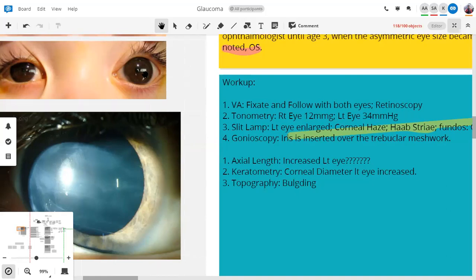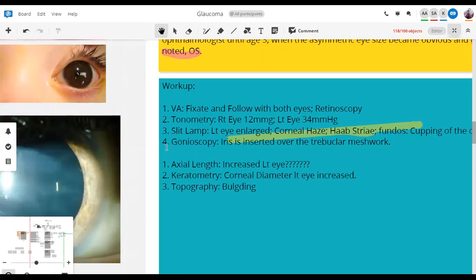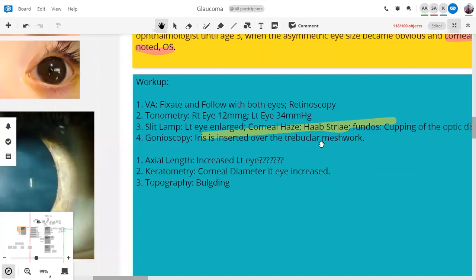So let's मैं भी बोलता हूँ सिर्फ. So let's draw the conclusions. This patient, the initial lesion or the initial pathology in this patient is that the iris is inserted over the trabecular muscle. In other terms, the iris can have a higher insertion. ठीक है, मैंने simple कहने के लिए इसको इस तरह लिख दिया. Now this is causing a closure of the angle.